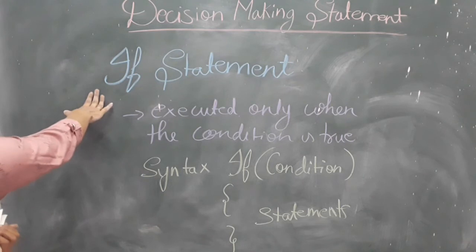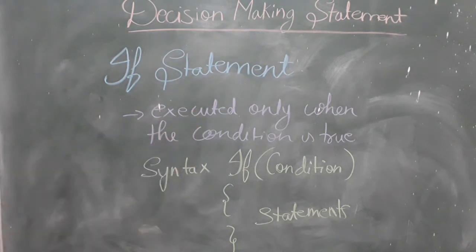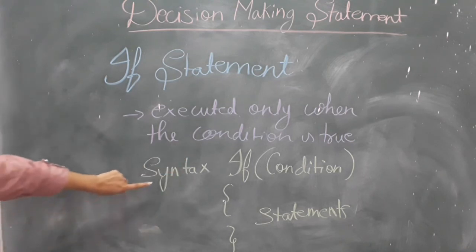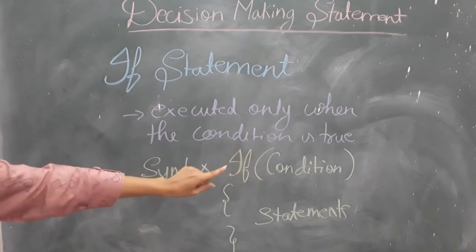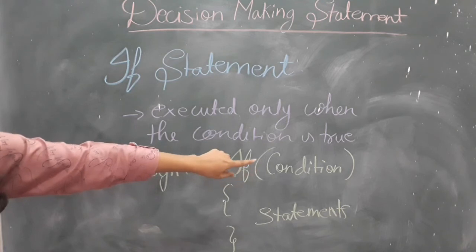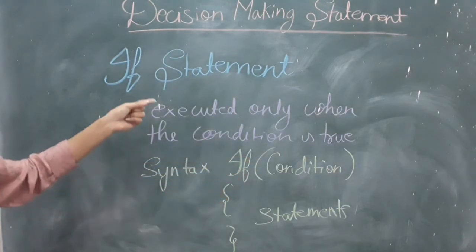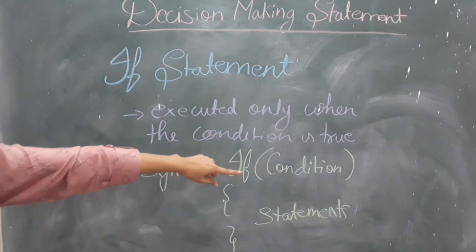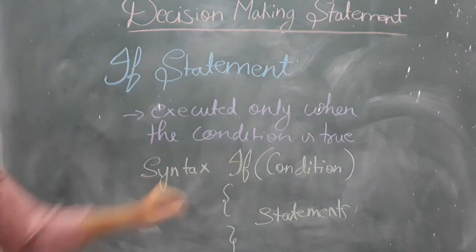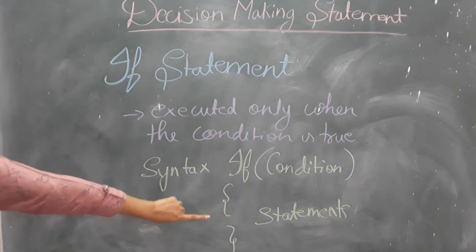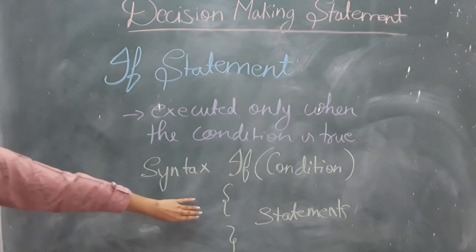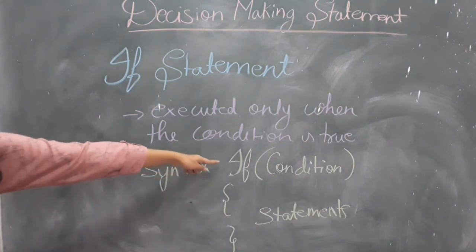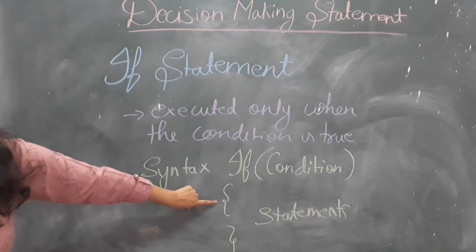What is the if statement? It executes only when the given condition is true, and the syntax for the if statement is if and then the condition. In the brackets you will mention the condition. Suppose in the last flowchart we wrote, is it raining? So the condition, is it raining, will be written over here. Then come all the statements, for true and false. After the if condition, we always have to start the curly braces.